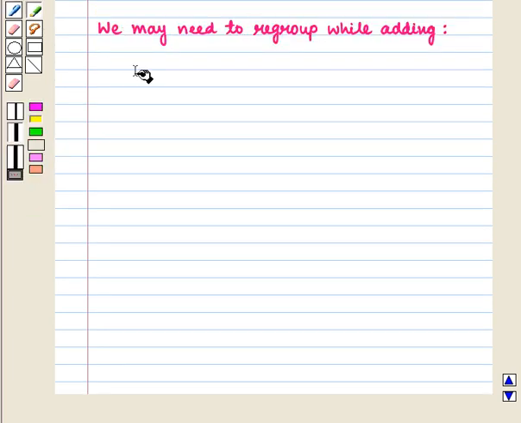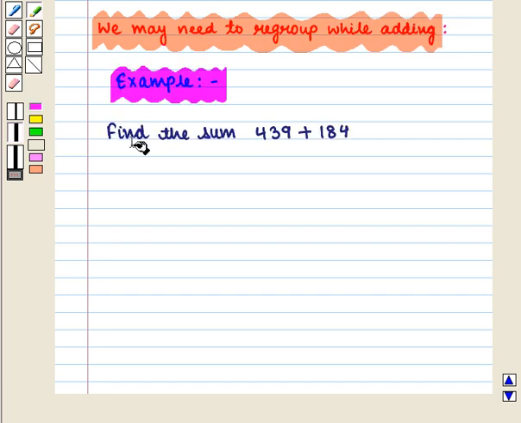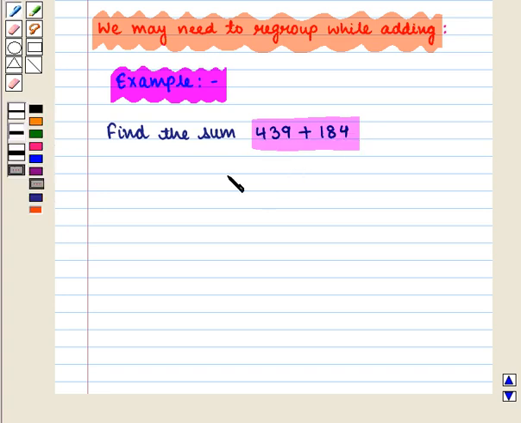Now we may need to regroup while adding. Find the sum 439 plus 184. So we write the first number, that is 439, and write the second number 184 just below the first number, lining up the digits at the unit place. Now we are going to add these two numbers.